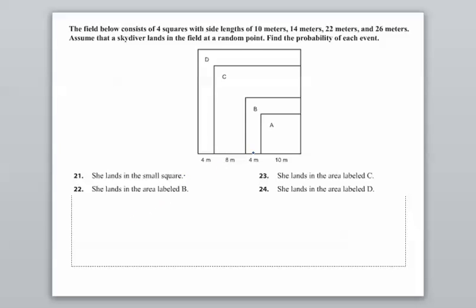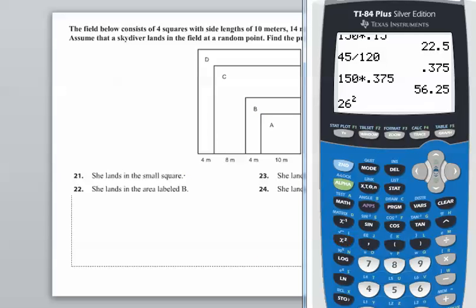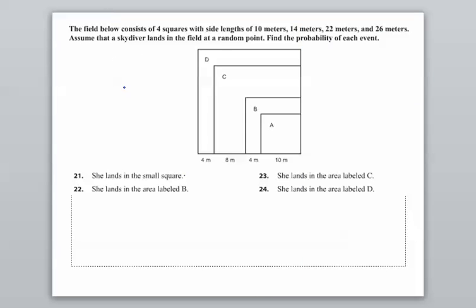Well, let's figure the area of the entire thing first. It's 26 by 26. So 26 squared is 676. So my total area is 676. The smallest area, A, is 100. It's a 10 by 10, right? So the probability here is going to be 100 divided by 676.